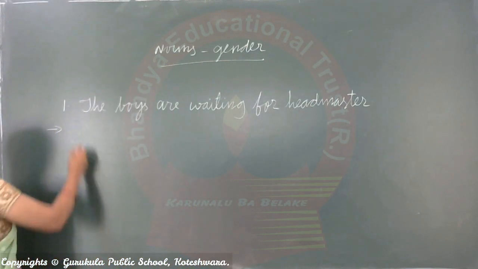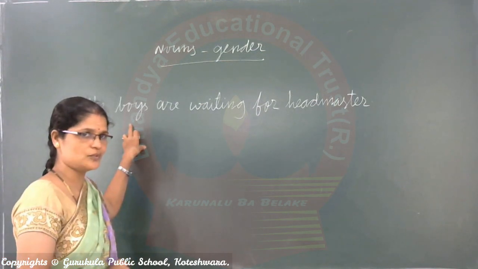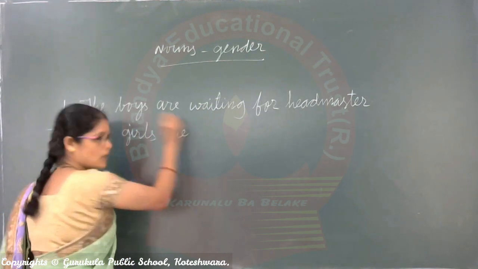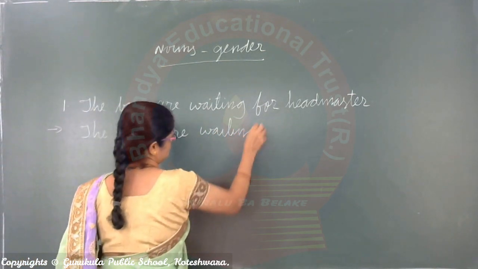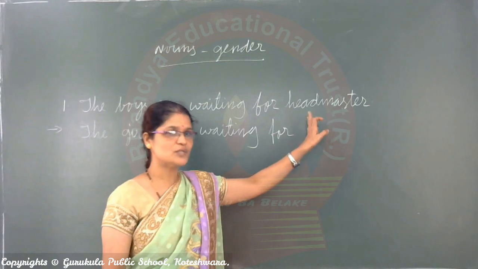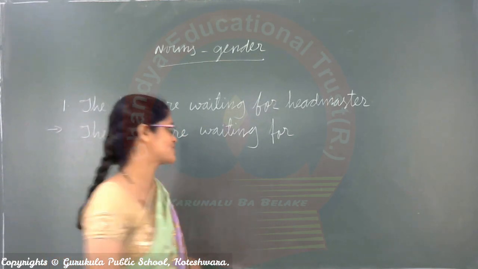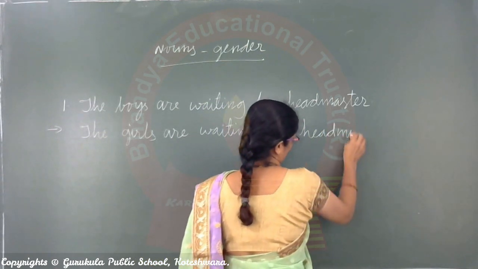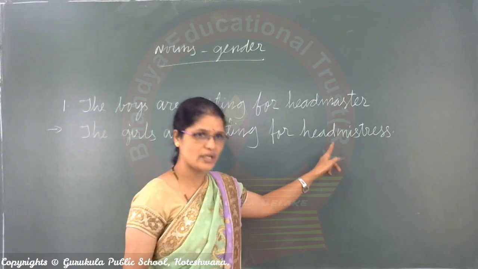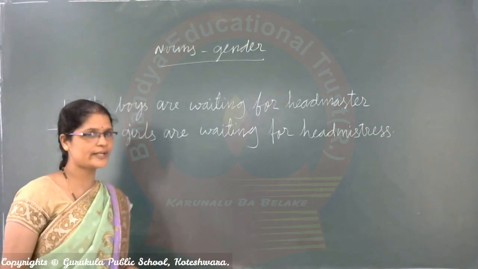Okay, listen. Right here, the boys. Instead of boys, a feminine word will come. Which word? Girls. Girls are waiting for. See your headmaster. This is masculine gender. You should change this word into feminine gender. Which word? Headmistress. See this spelling carefully. Headmistress. Should remember.